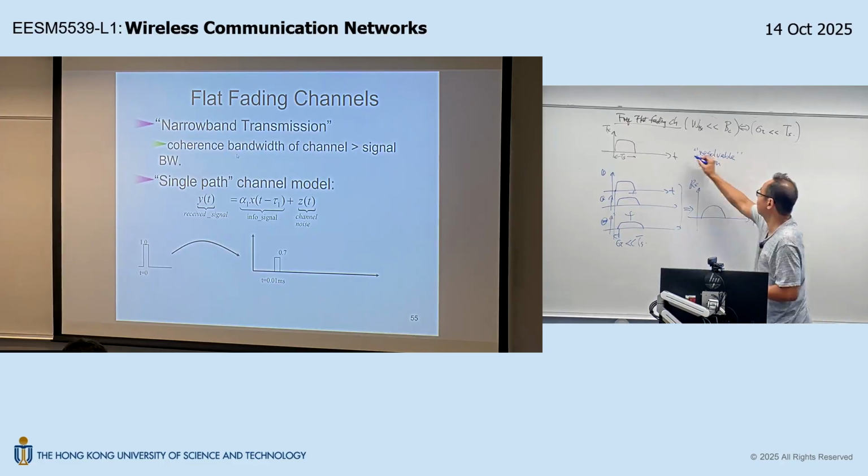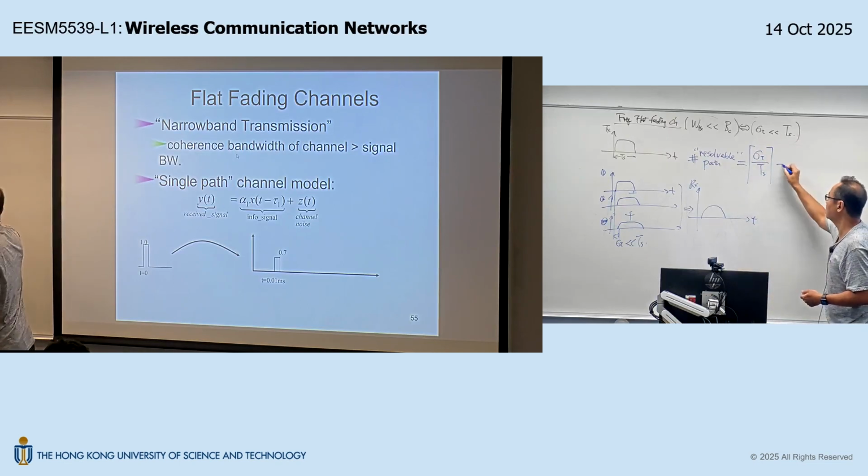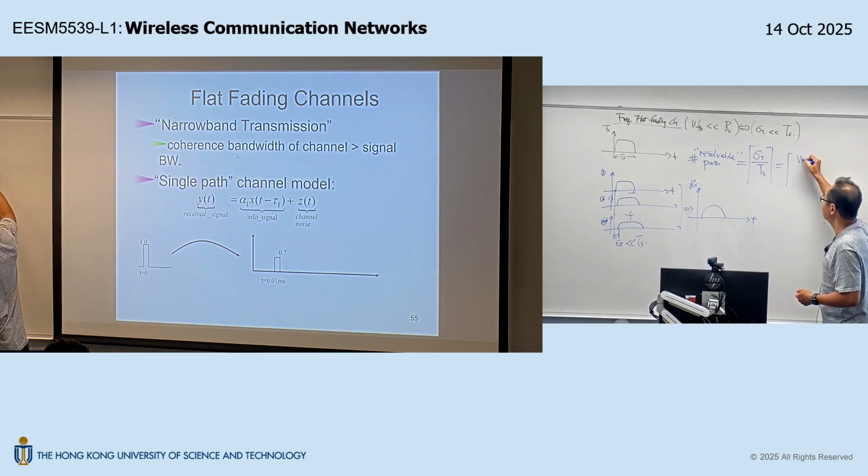The number of resolvable paths is actually given by the delay spread divided by the symbol duration, taking the ceiling, okay? Or equivalently, the transmission bandwidth divided by the coherence bandwidth.